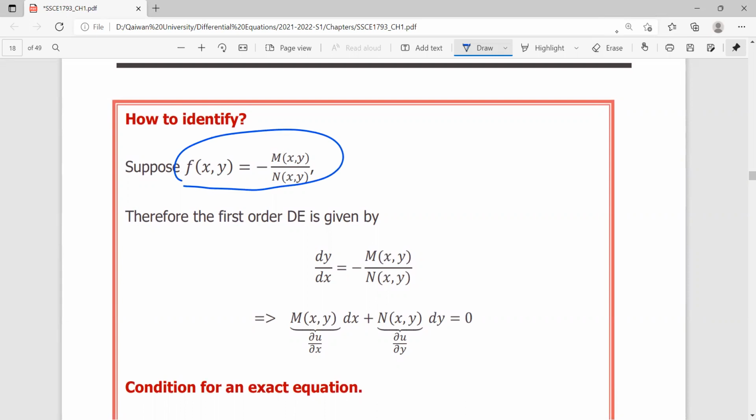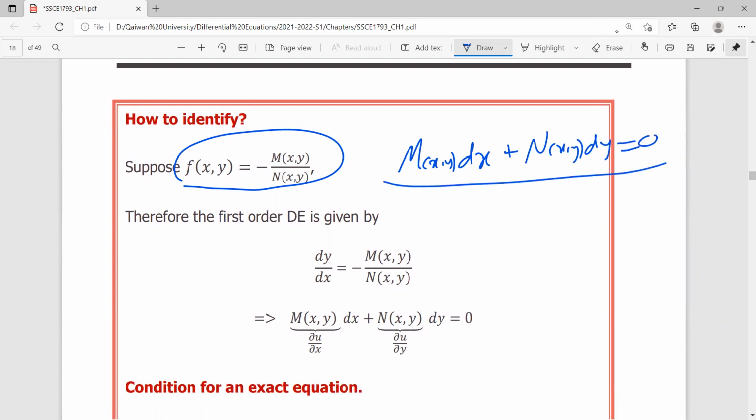We let M of x,y dx plus N of x,y dy equals 0. We must write down the equation in this form. If it's not in this form, we must rewrite the equation to be in this form. The coefficient of dx is called M of x,y, that's a function of x and y, and the coefficient of dy is called N of x,y.